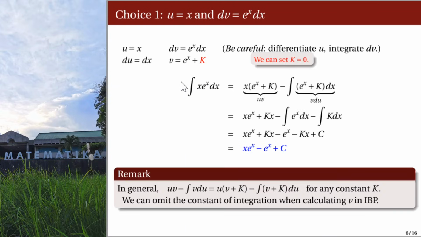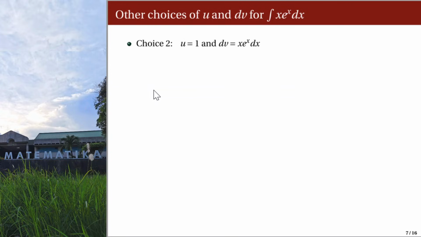So, let's check. Kung naalala nyo, this was our first choice, diba? Choice 1. We have 3 other choices. Tingnan natin kung gagana rin yung IBP sa mga choices na ito. So, for example, yung choice 2, we try u equals 1, pero pag ganon, yung dv, yung matitira, diba? So, sa product. So, sa factors. So, kung u mo ay 1, then dv will be the entire thing here, no? So, x e to the x dx.